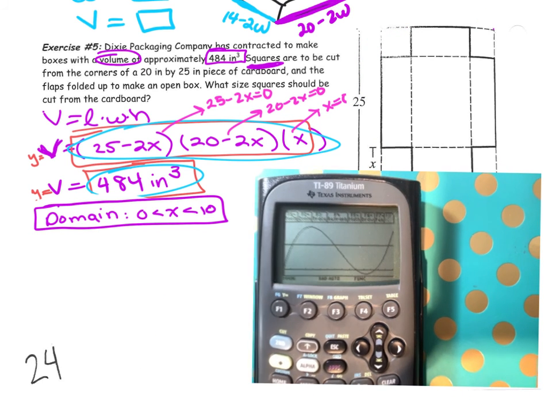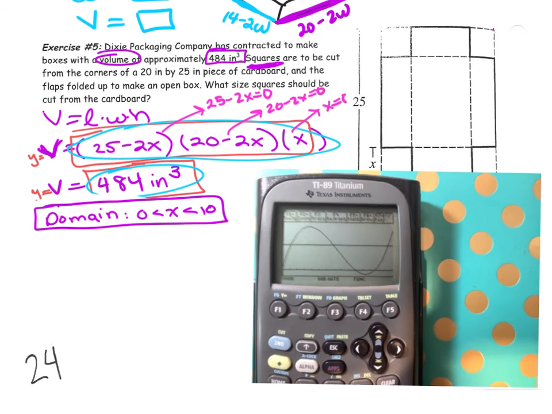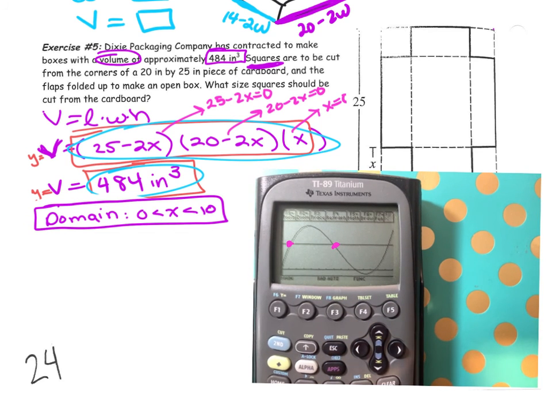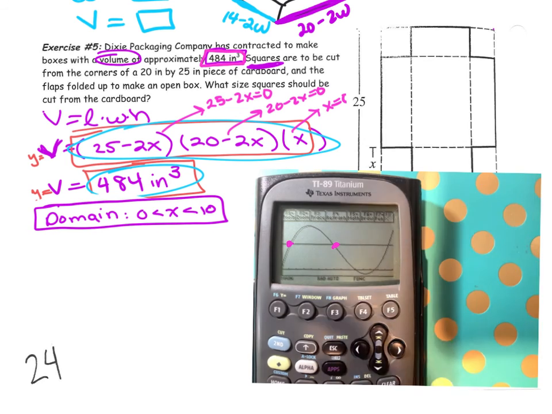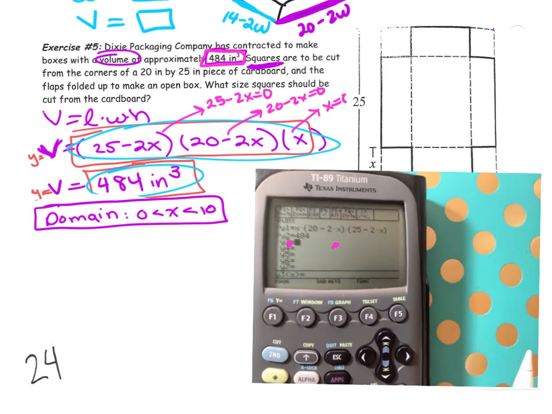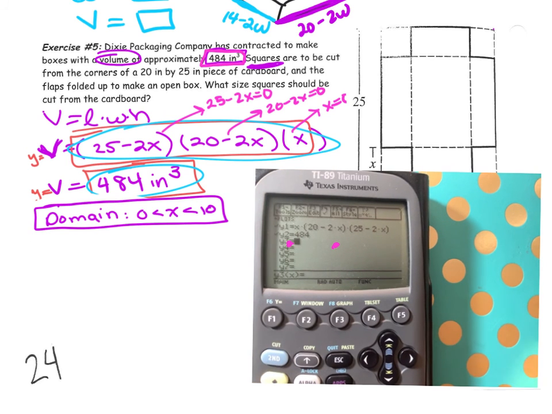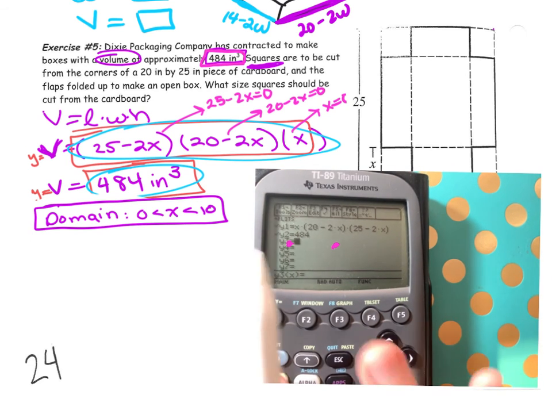All right, and then guys, the last piece that we have to do is find these intersection points. We want to find where these intersect because the question is specifically telling you that we want the volume to be 484 inches cubed. That's why that was one of our values that we graphed here in y equals: y equals 484. So we want to find where those points intersect.